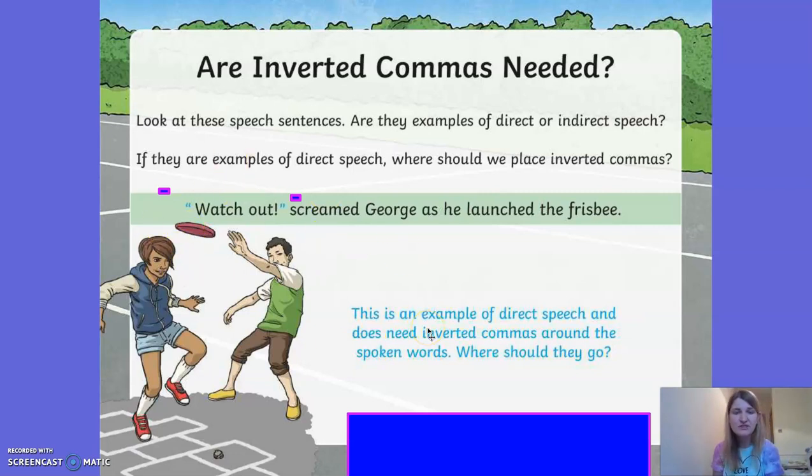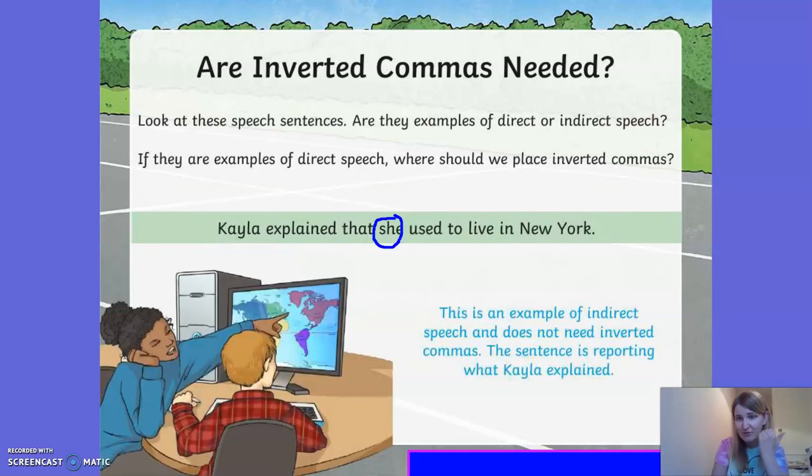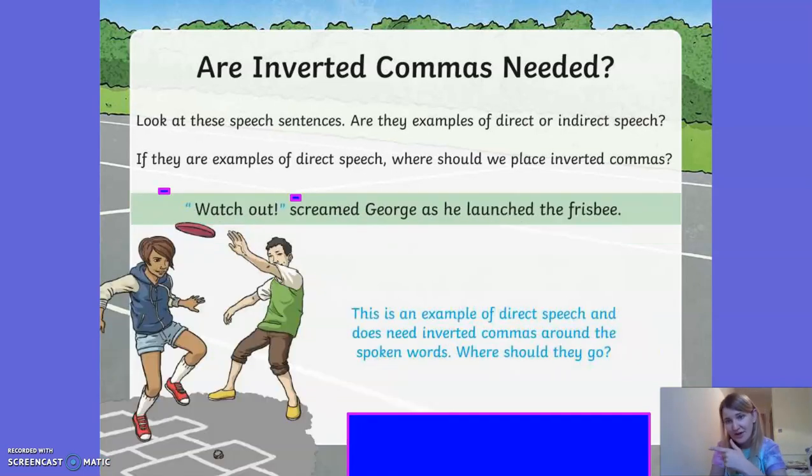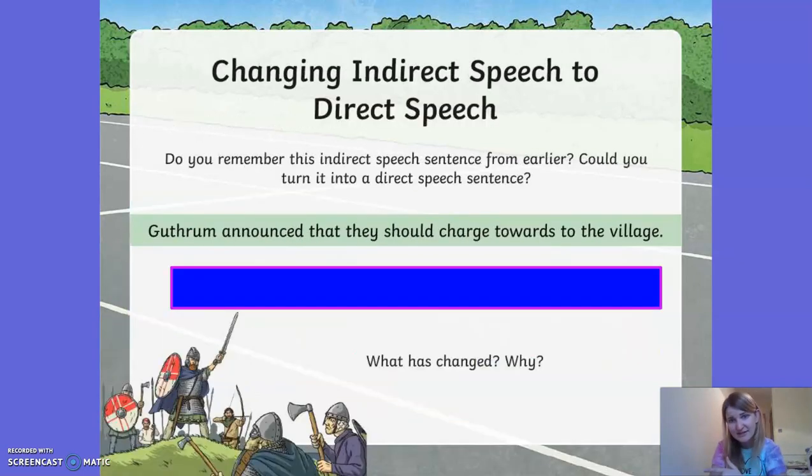Whereas if it was reported speech, I might say, George screamed at the other children to watch out as he launched the frisbee. Yeah, can you hear how I've changed that? So to watch out, I've added in extra words to make it make sense without saying exactly what he said. Okay, so we've had one example of reported, one example of direct.